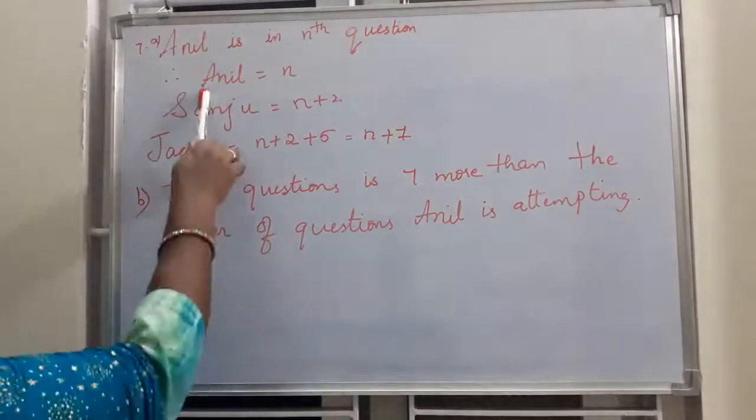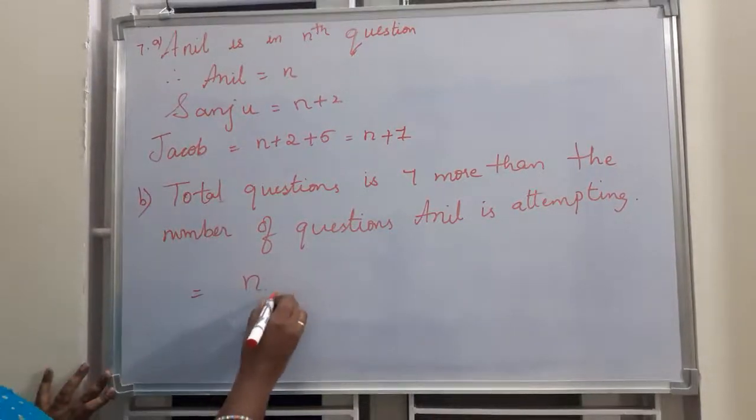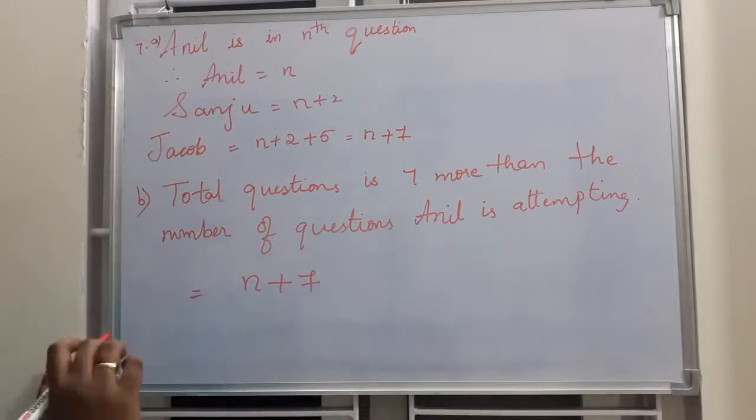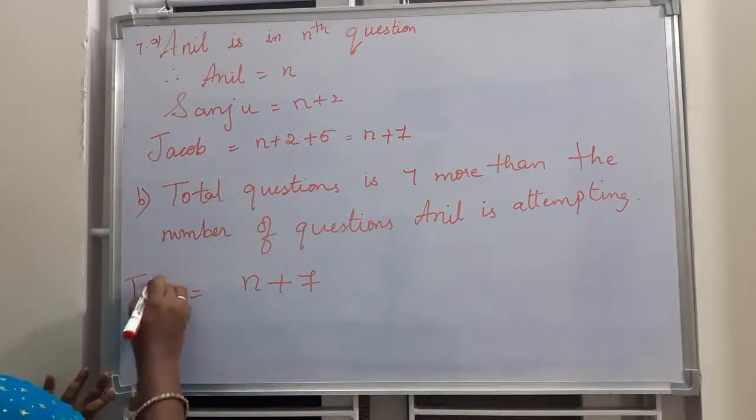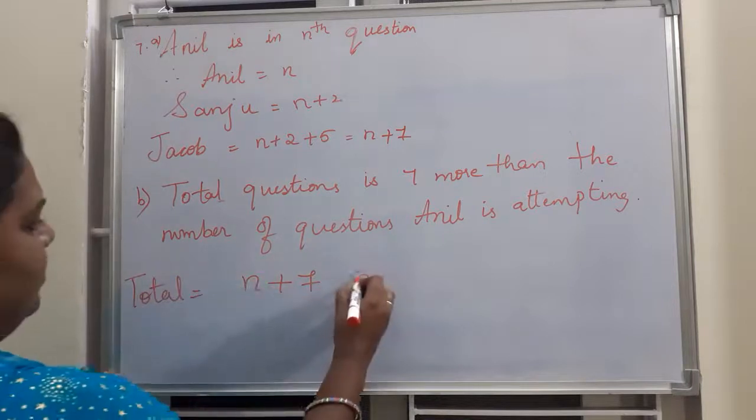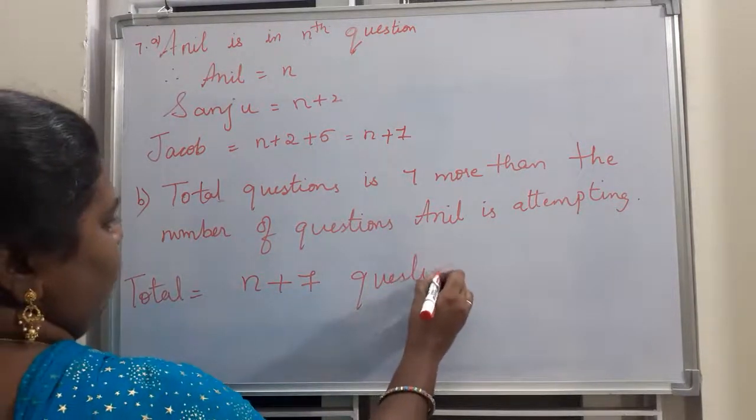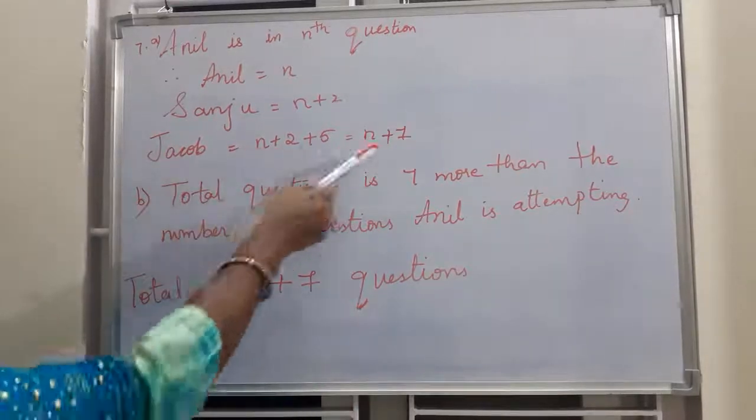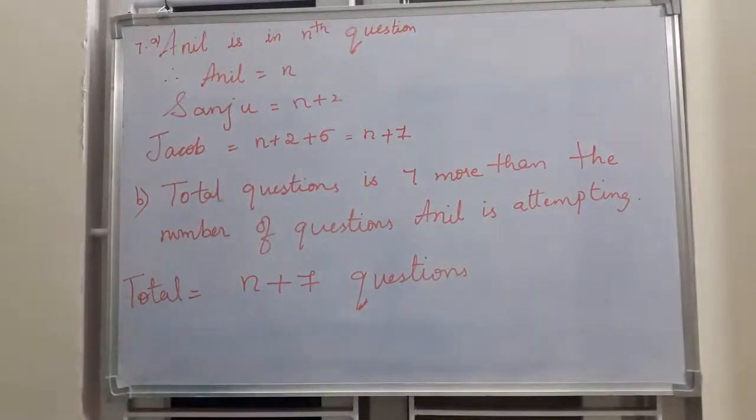So, what is Anil's value? That is n. So, for him, if you add 7, you will get the total questions. Therefore, total is equal to n plus 7 questions. Means there are n plus 7 questions. So Jacob is almost in the last question, and Sanju is at n plus 2 and Anil is at the nth question.